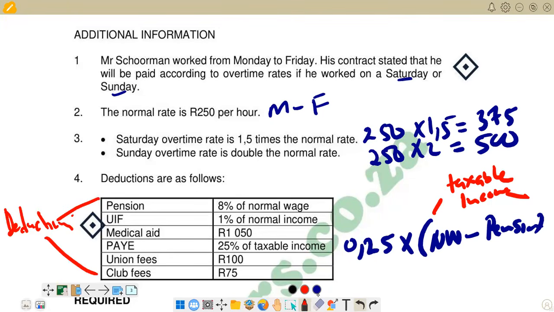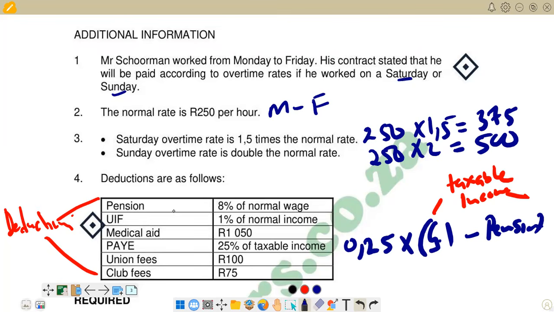So here I think there is a mistake that we need to correct. Here we are saying the taxable income, but the gross income is the one that we are going to subtract pension from. So we can correct that one. The gross income minus pension will give us the taxable income. So that's what we have there, right? So we can go to the answer section.